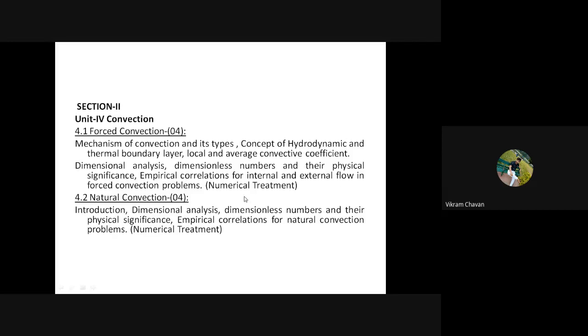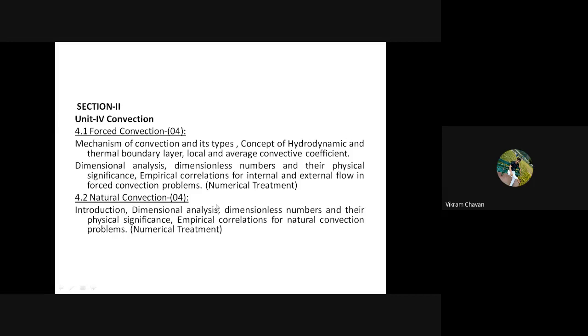So it has numericals also. Then natural convection: what is meant by natural convection, that is the introduction, and dimensional analysis for natural convection. I think we have done this point also, dimensional analysis, in the fluid mechanics subject.